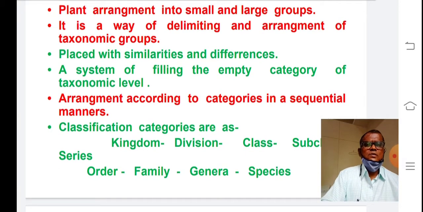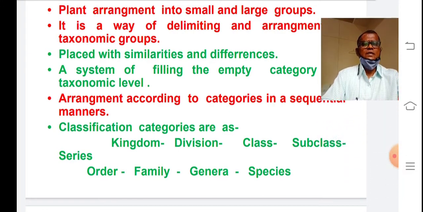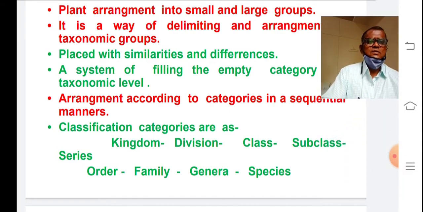Therefore, it is a system of filling the empty categories of the taxonomic levels, the arrangement of the categories in a sequential manner, sequential, that is A to Z. And how do we write the classification categories? It is as per kingdom, division, class, subclass, series, then order, family, genus and species.